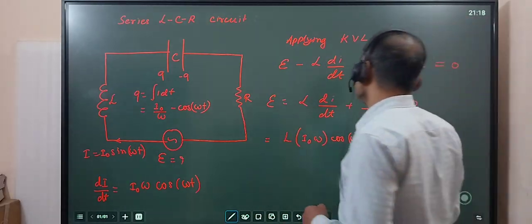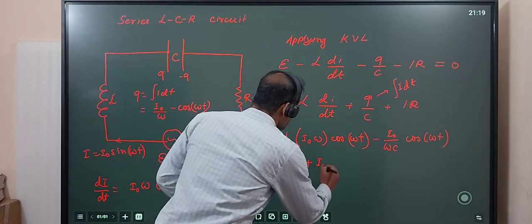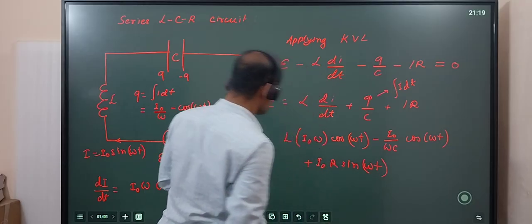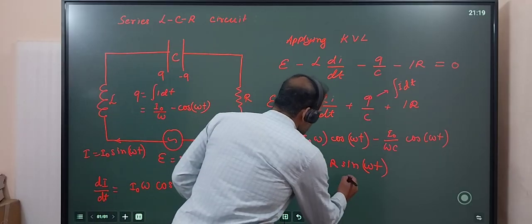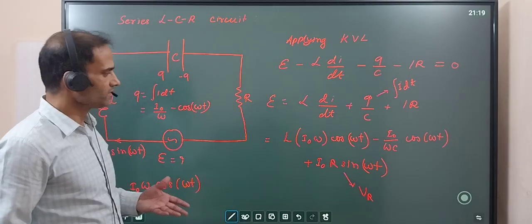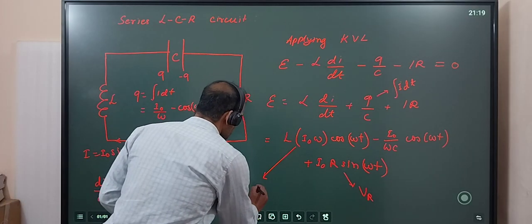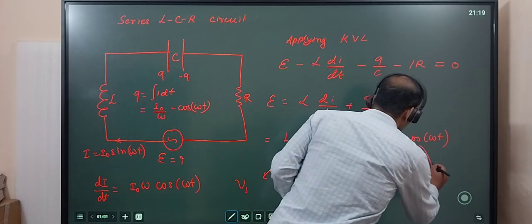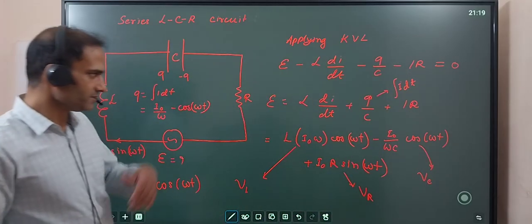And the last part, IR, that is easy. IR is simply I naught R sine omega t. So this part has a name: this is the voltage drop across the resistor. And this has a name: we call it the voltage drop across the inductor, and this is the voltage drop across the capacitor.